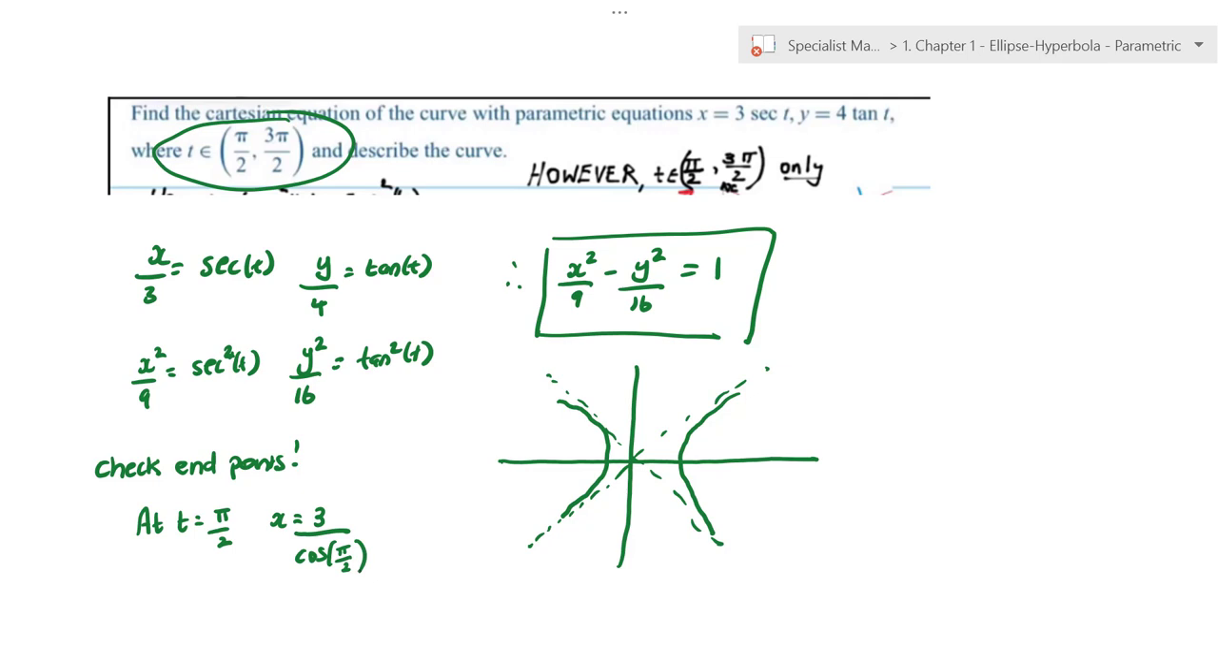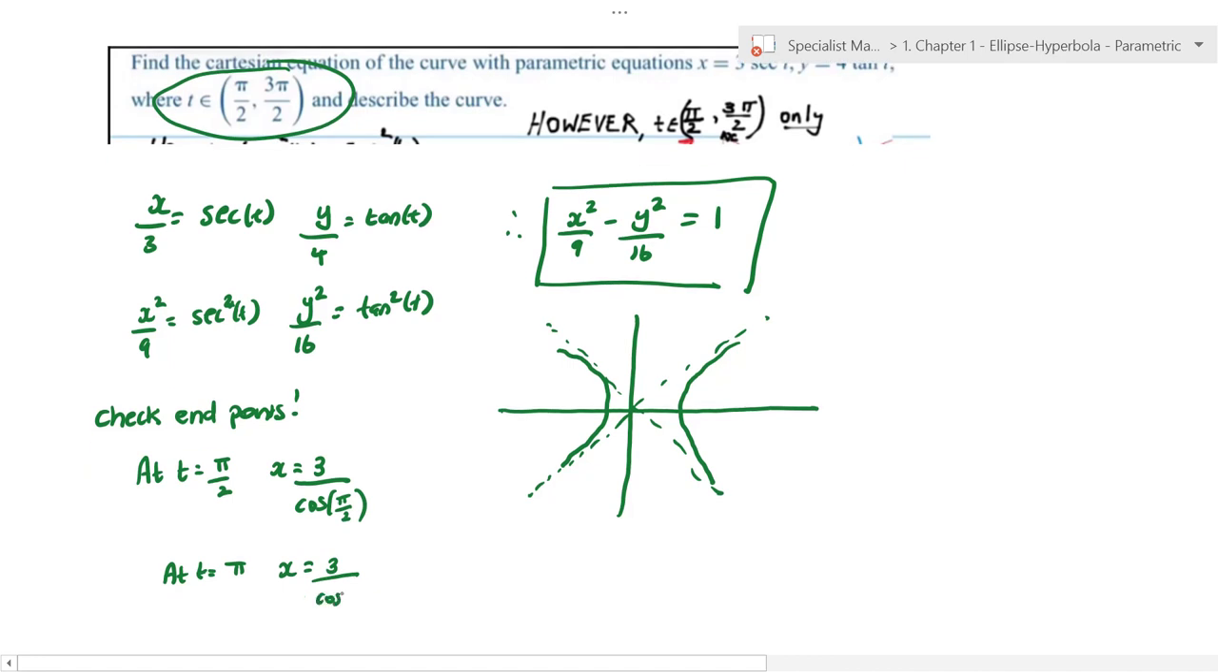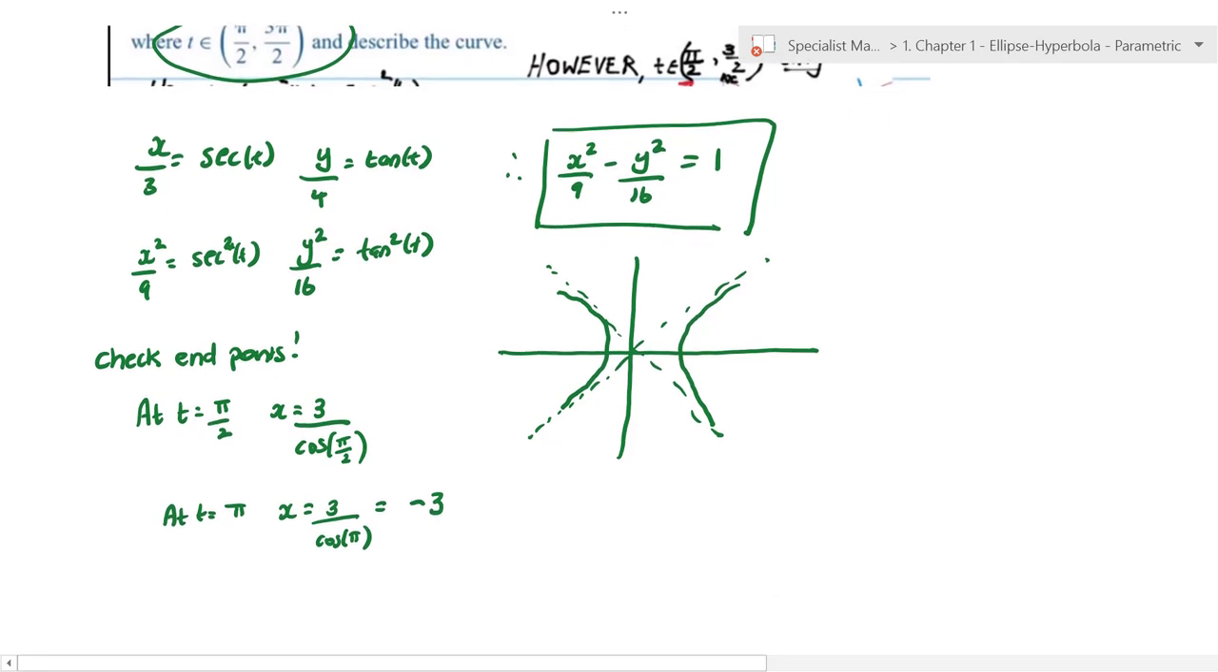Okay. So why don't we check somewhere in the middle? What about if we go at t is equal to pi? Now, this is a particle which starts somewhere. You're probably better off just thinking about another point. So let's see where pi is. At t equals pi, x is equal to 3 over cos of pi. Cos of pi, now what's that? Cos of pi is -1, isn't it? So that's going to be -3. Now, at t equals pi, x is equal to -3. Well, that means it's going to be over here, isn't it? The particle's going to be over here.